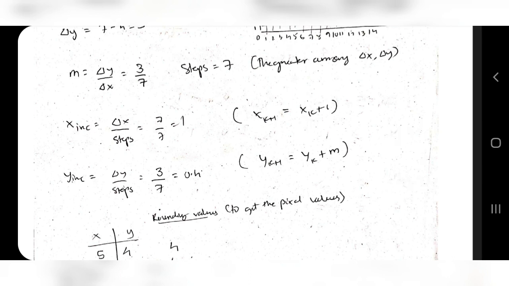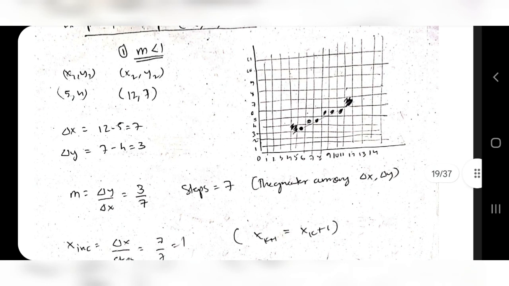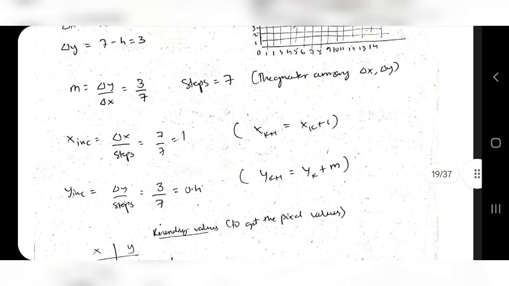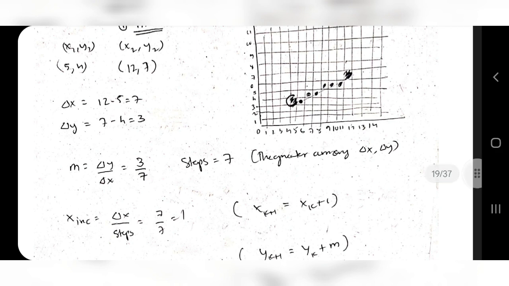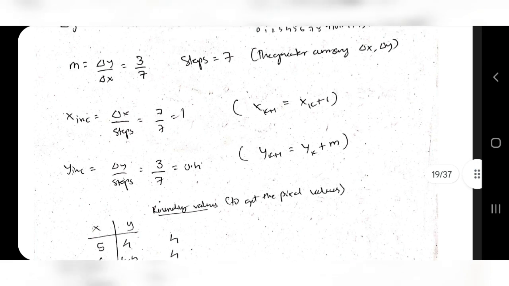The same goes for y as well, but instead of yk plus 1, we are not incrementing y by 1 each time. How much are we incrementing? The y increment is 0.4. If you observe carefully, 0.4 is the same value as 3 by 7, which is the slope. So the slope value is added to the previous value. The next value of y is the slope value plus the previous value. So yk plus 1, the next value of y, can be written as the previous value of y plus m, where m is the slope.